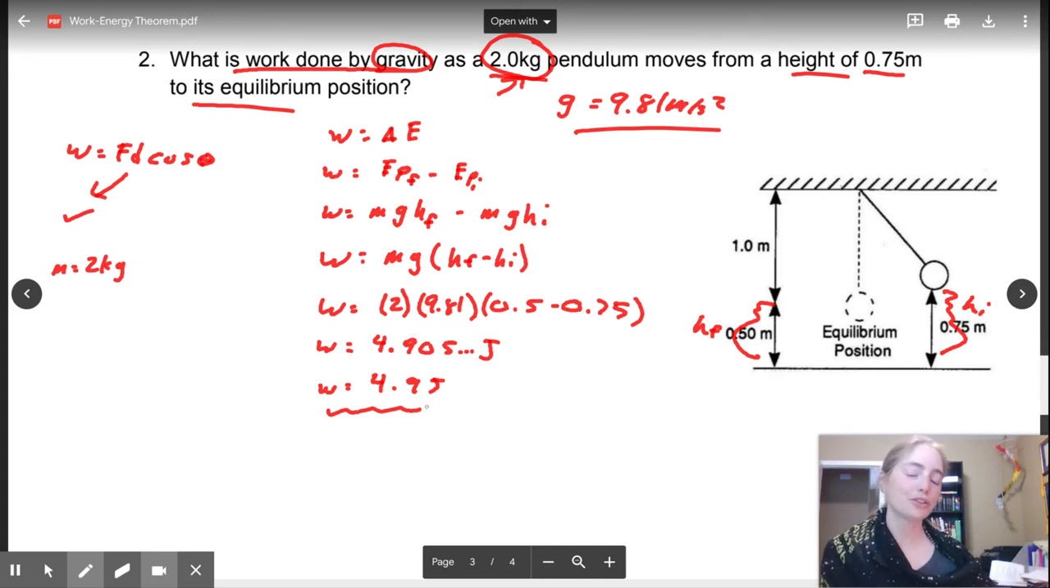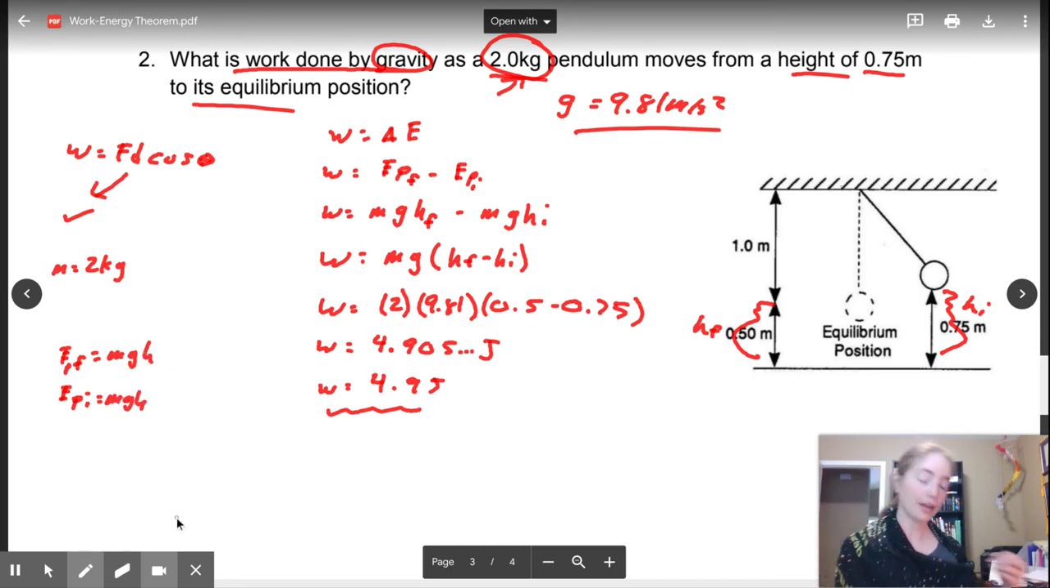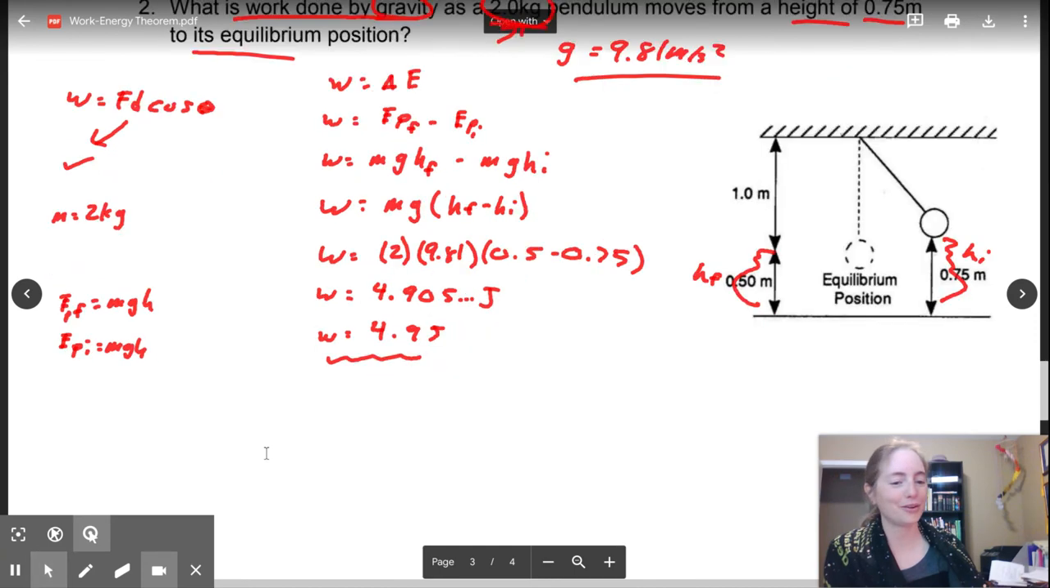If you really want to, you are welcome to go EP final equals mgh, and EP initial equals mgh. Calculate these separately and then subtract them. You can do that in this question if you want to show your work that way, but just keep in mind there are going to be scenarios in the future where you have to do something like that, because of the lack of mass. We'll get to that later. I think that's the next video. So, ladies and gentlemen, on to our next question.